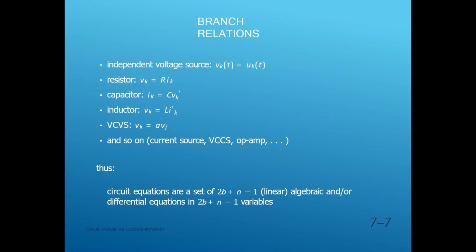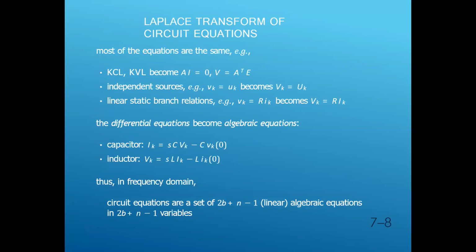And in branch relations, independent voltage source v k of t equal to u k of t, resistor v k equal to R i k, capacitor i k is equal to C v dash k, inductor v k is equal to L i dash k, and VCVS is v k equal to a v j. Thus, circuit equations are a set of 2b plus n minus 1 linear algebraic or differential equations in 2b plus n minus 1 variables. Laplace transform of circuit equations.